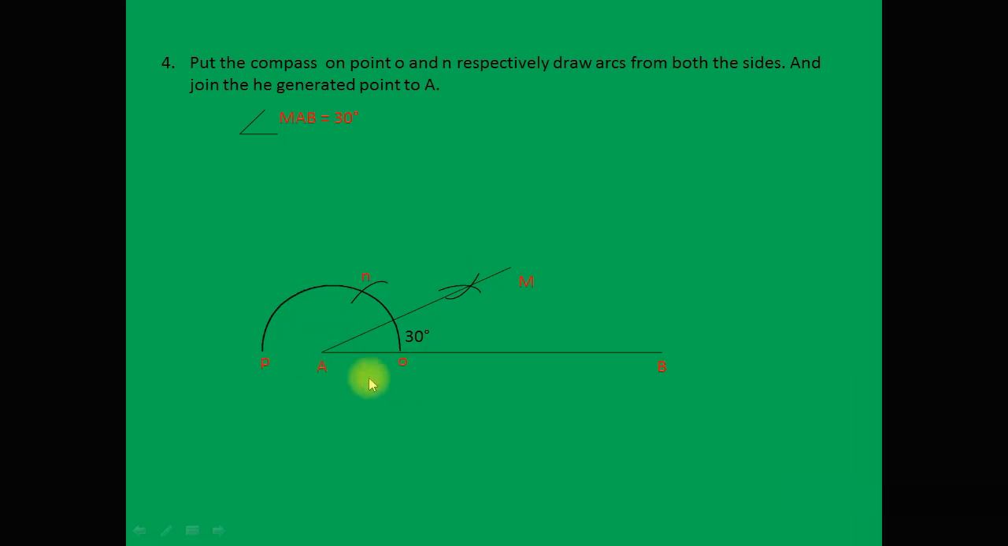So dear students, note that for 30-degree angle, first of all put the compass at this point A and draw this large arc, and then don't disturb the compass, don't change the radius, and put the compass again here at this point O and draw an arc. Now put the compass at this point O and at this point N and draw these two arcs. When these two arcs join each other, then join this cut point to the point A. You will get an angle of 30-degree.